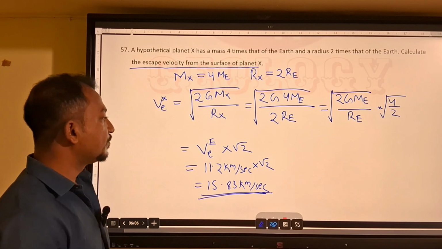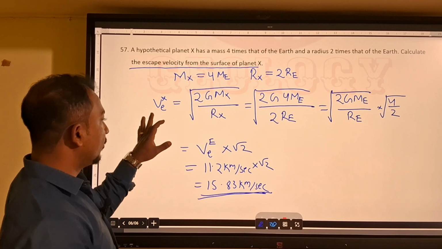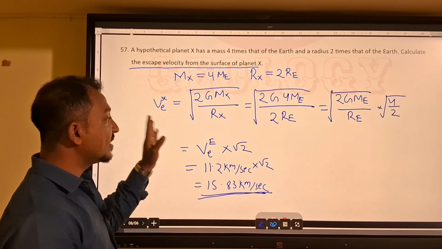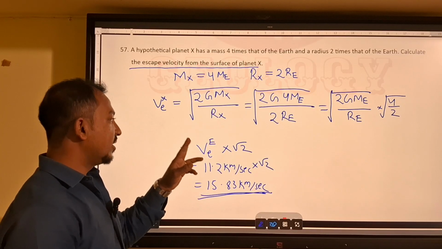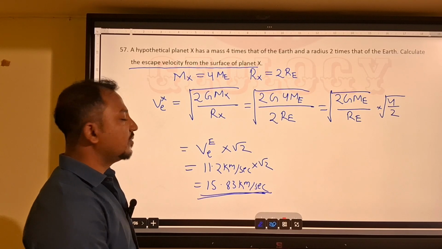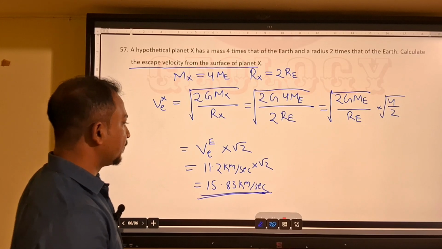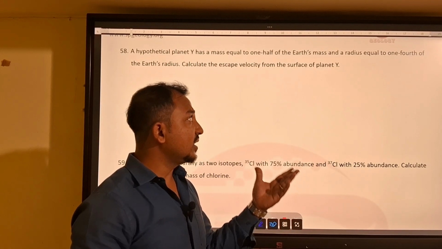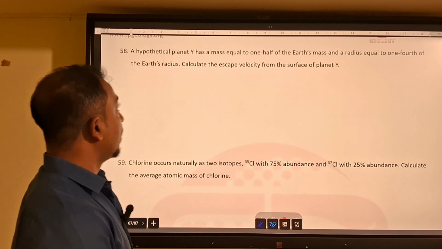Or you can say the escape velocity of planet X is root 2 times the escape velocity of planet Earth, or their ratio will be root 2 or 1 by root 2. So next is also a similar type of question, so you can pause and try to solve it.